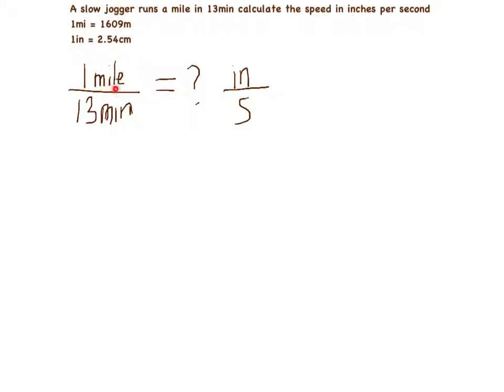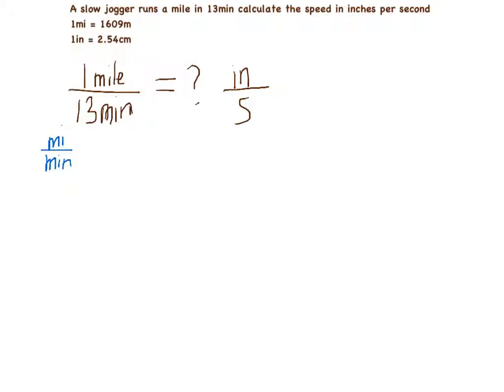So we have to convert miles into inches and then minutes into seconds. Alright, so minutes into seconds, that's pretty easy. We already know how many seconds are in a minute. Let's focus on this mile to inch first. So blue is our plan, our map. So we start off with miles per minute.